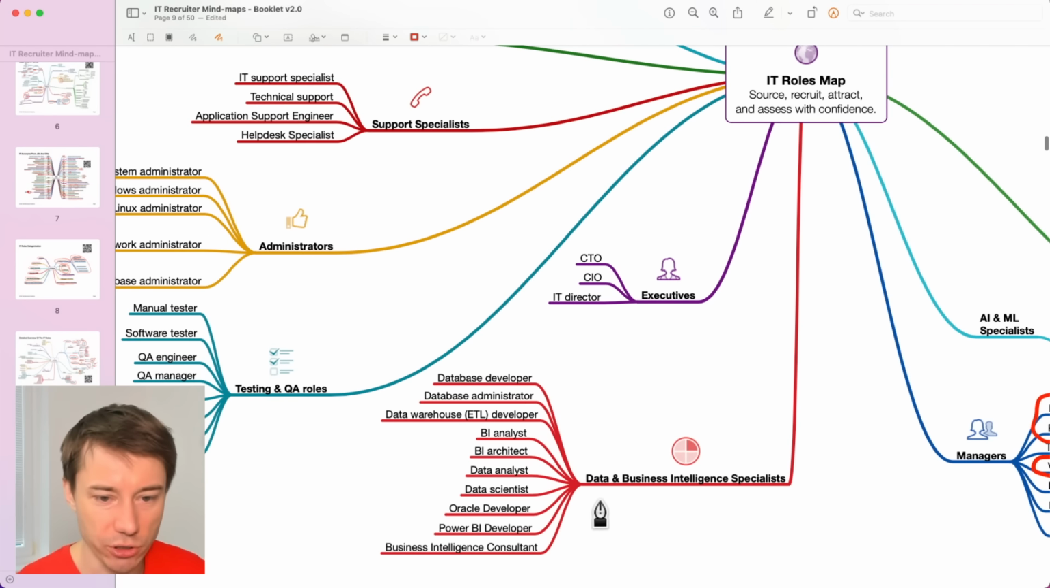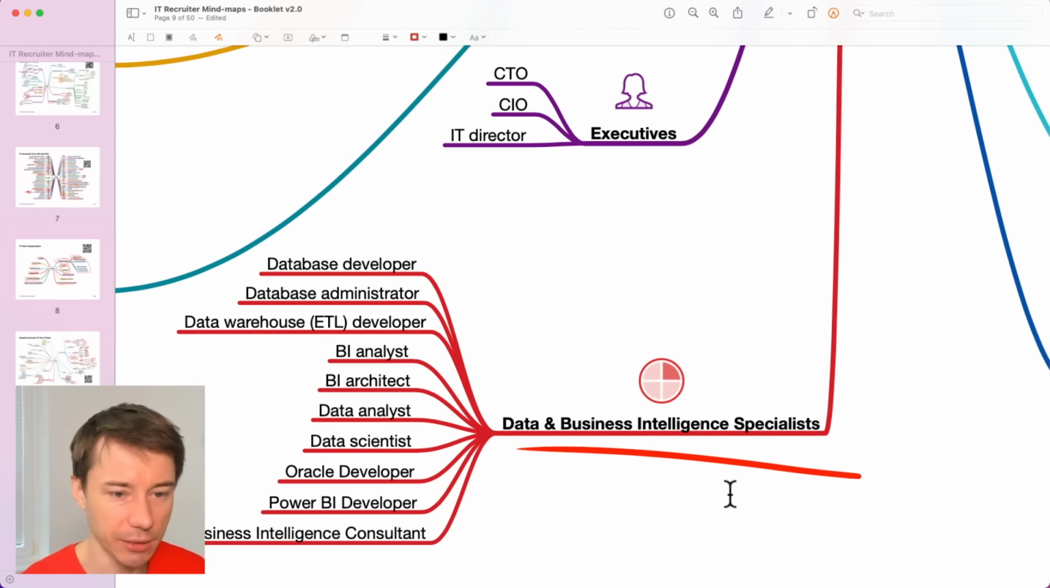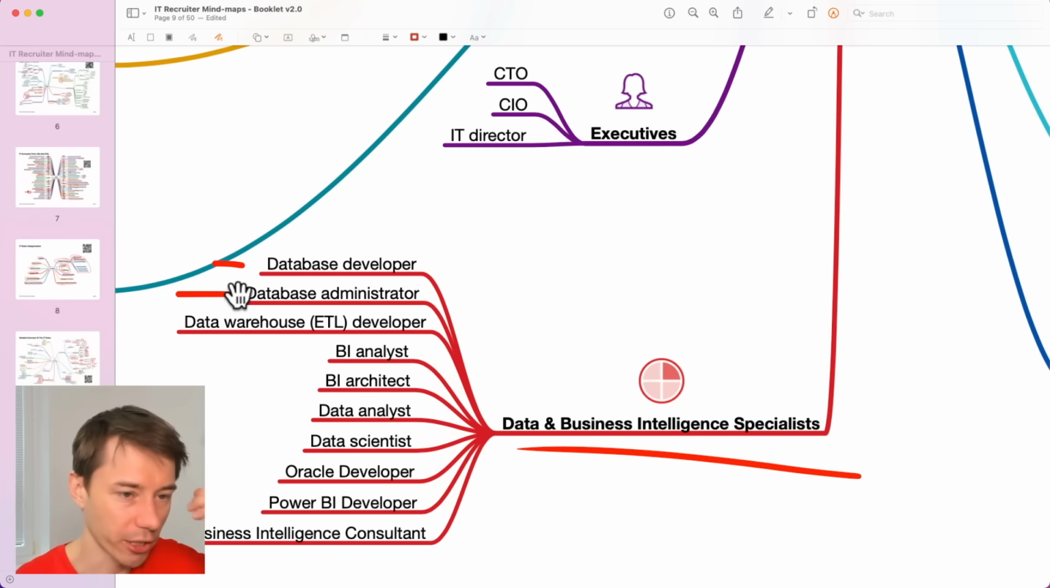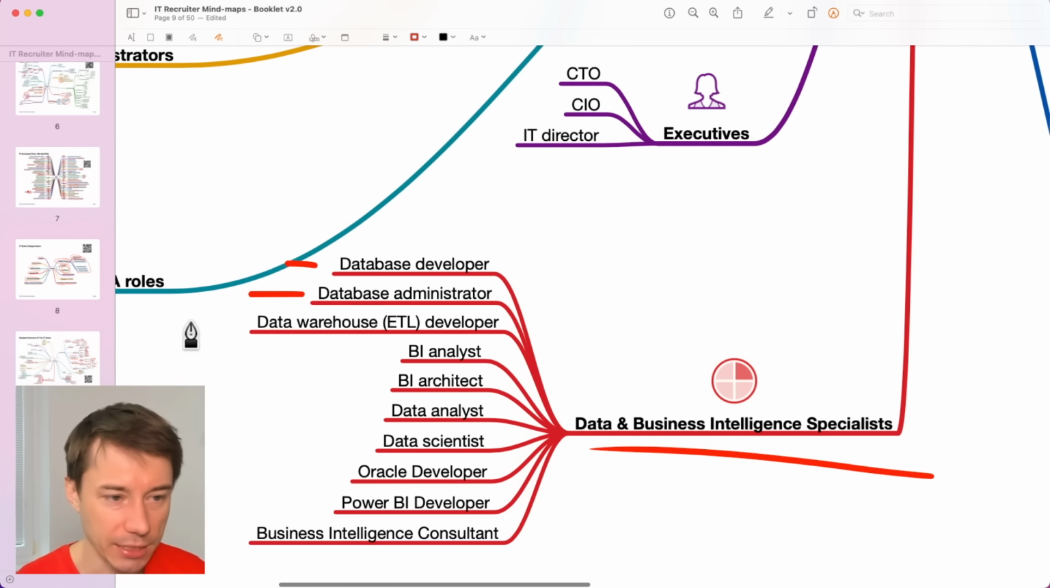Business intelligence specialists, well, these people are in high demand these days because more and more companies realize how important data is, and there is this need to analyze data and interpret data for the management. So we are talking about database developers who build the data structures in a database. Database administrators need to maintain the database server so that the data is stored safely and backed up properly.